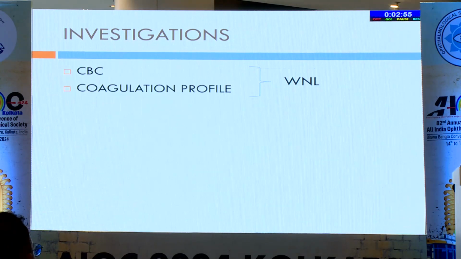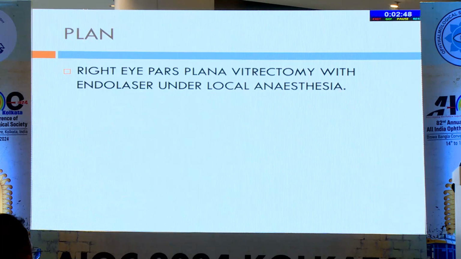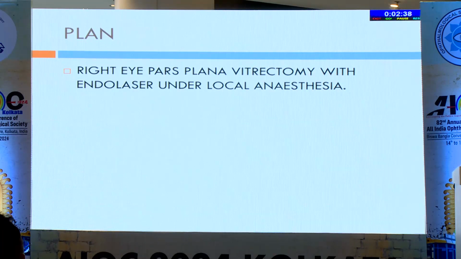The other tests, like CBC and the coagulation profile, were within normal limits, and there was no history of coagulopathy. As the patient was very anxious and we could not find whether it was accompanied by a subretinal bleed, the patient opted for surgery in view of early rehabilitation. Right eye pars plana vitrectomy with endolaser was done under local anesthesia. When we did PVD induction, the hemorrhage dispersed into the vitreous cavity and was then extruded.